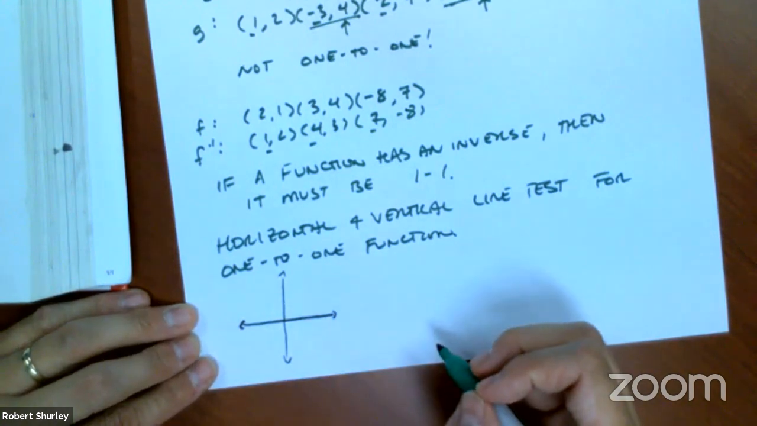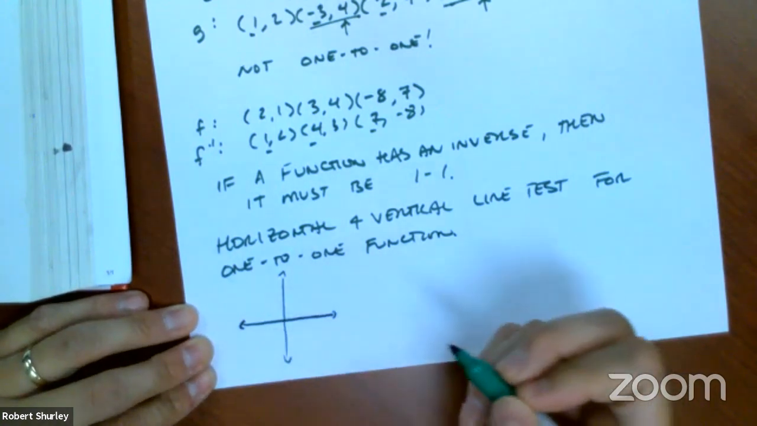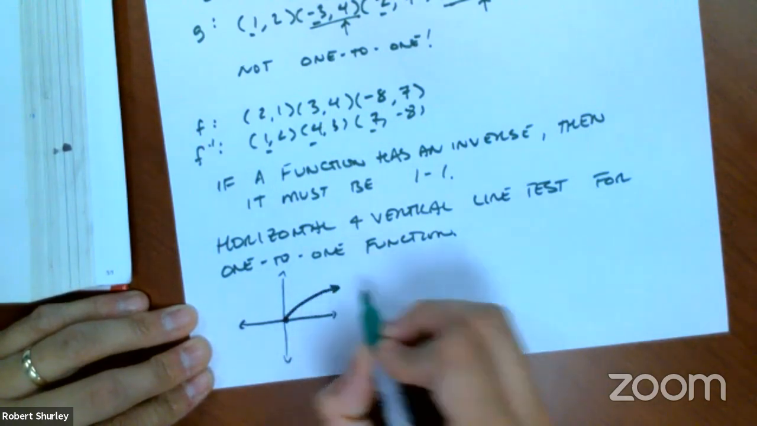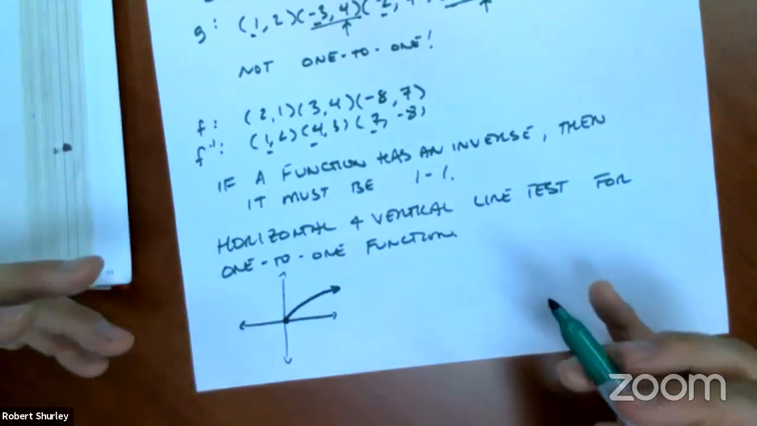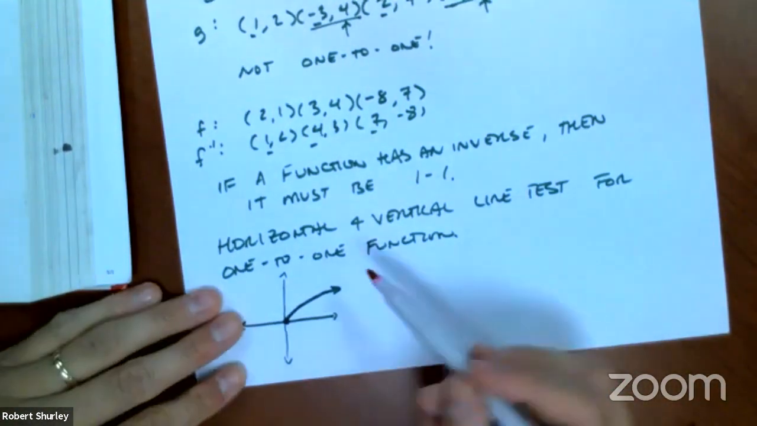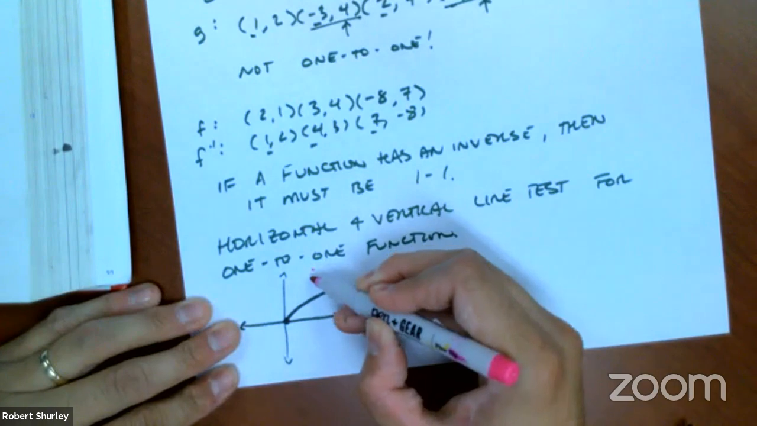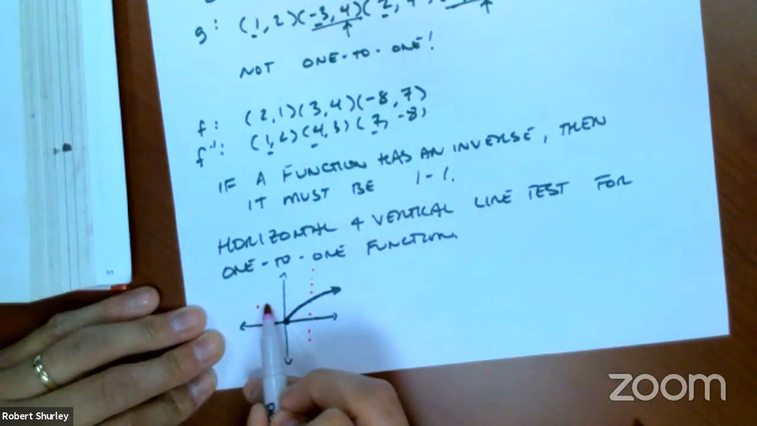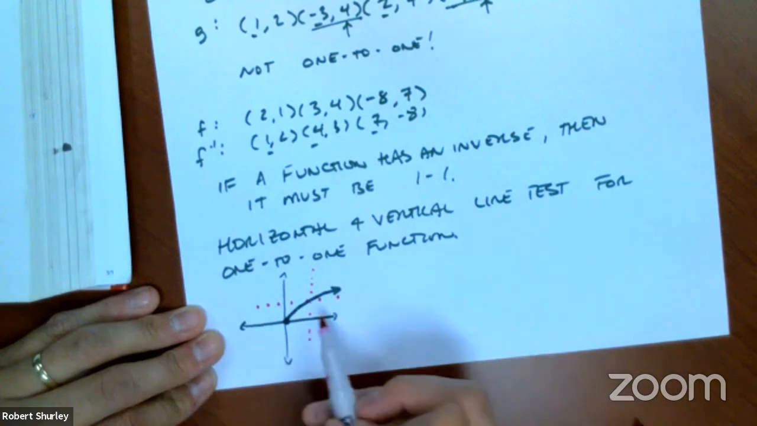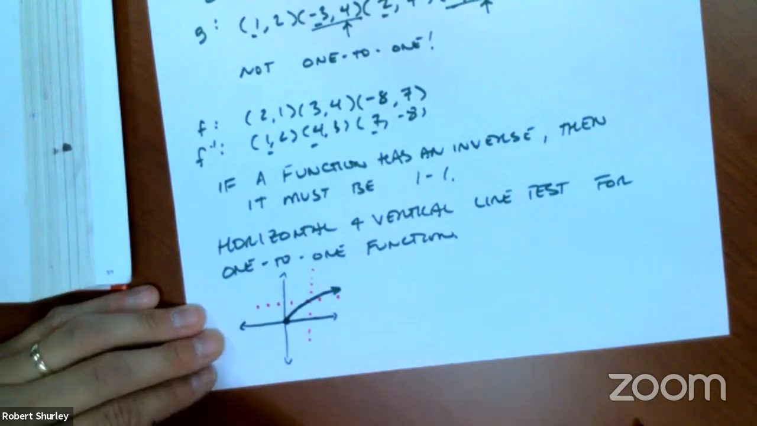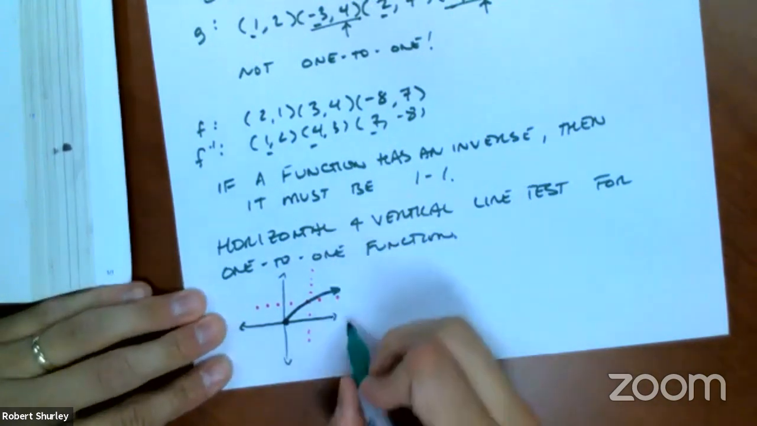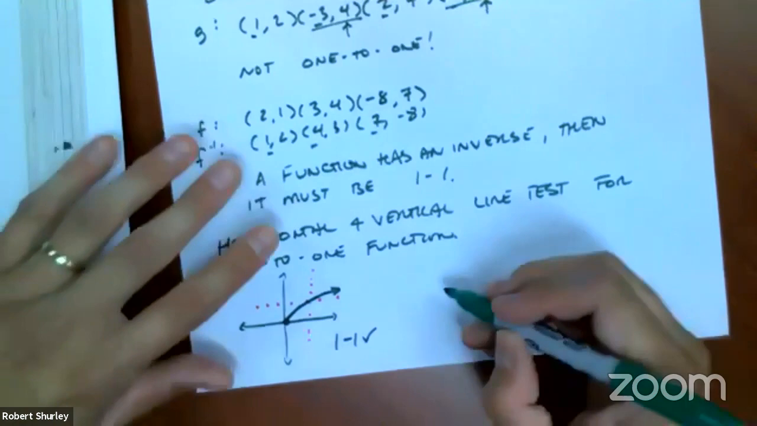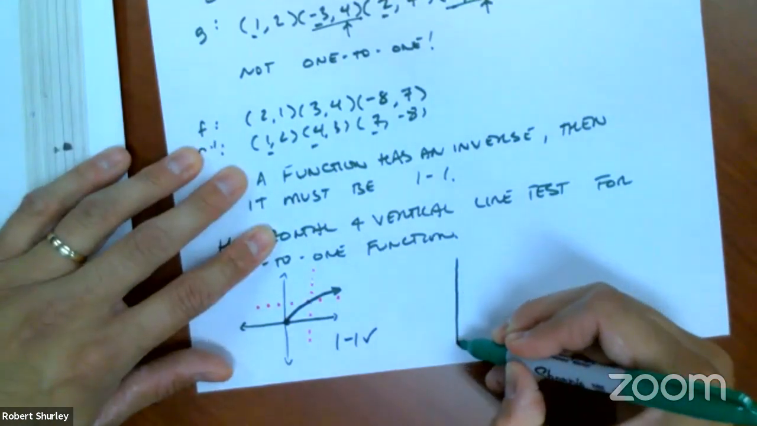Let's say we looked at the square root parent function. It looks something like that. This would pass the vertical line test. If I drew a vertical line anywhere on here, it's only going to cross once. And it would also pass the horizontal line test. If I draw a horizontal line anywhere on here, it's only going to cross once. So this is a one-to-one function.